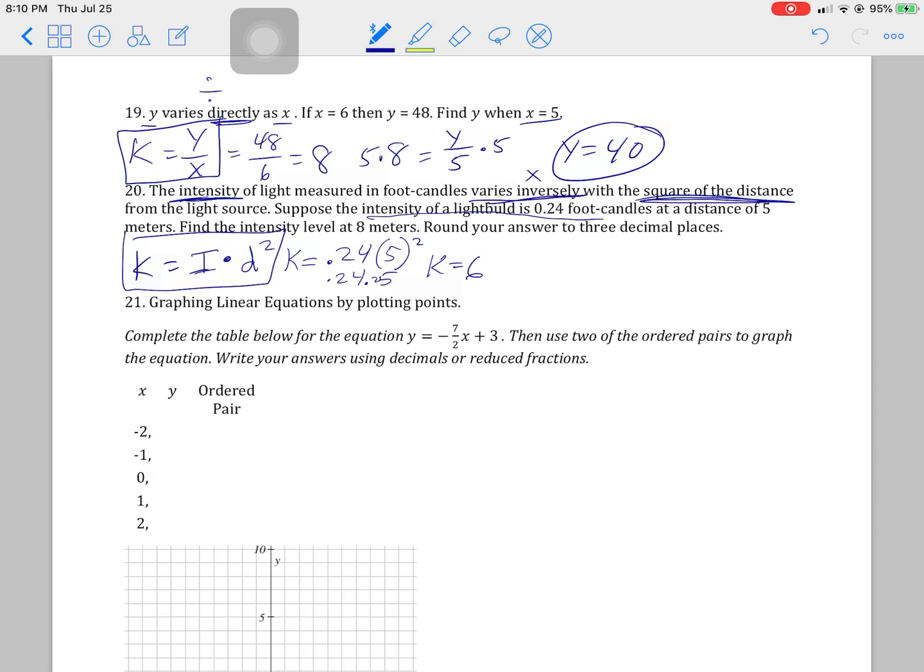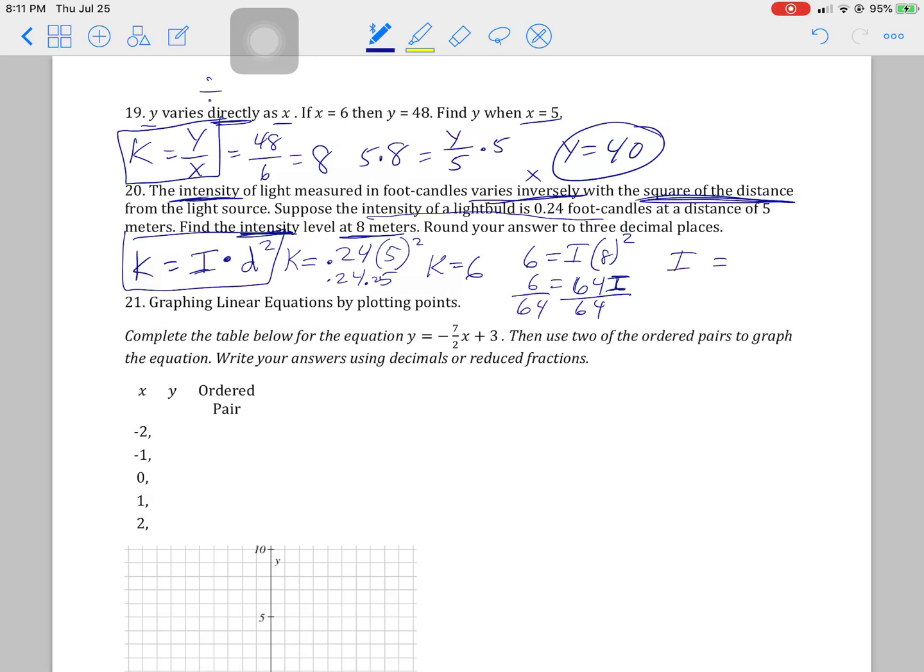And then you want to set this up again with K as 6, and then I and D squared, giving the new information. So this one says find I, so I don't know what I is. And then it says 8 meters, which is a distance, okay? So we want to put that in as 8 squared. So 6 equals 64I. It looks weird if you don't write it on that side. And then you get the I alone on one side.